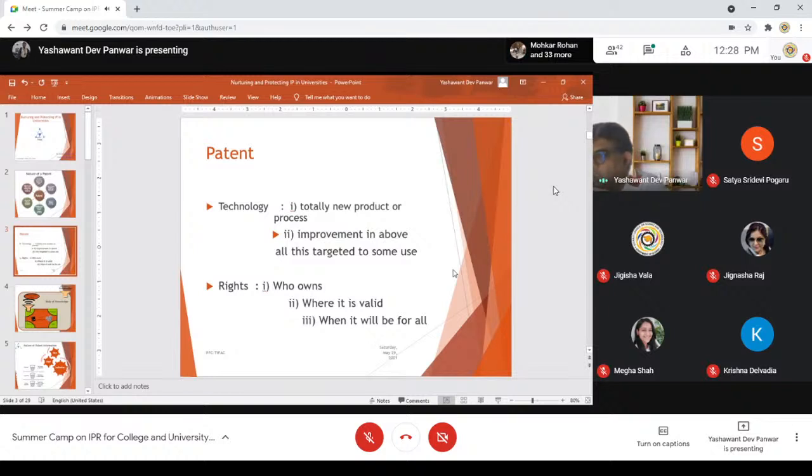So what is this patent all about? It's the patent from the technology perspective. It actually tells you what is new in that particular product or what is new in that particular process. So that is really made known by the patent document.